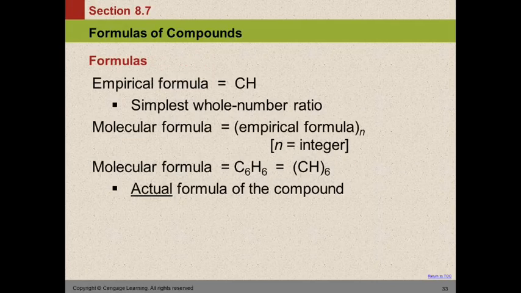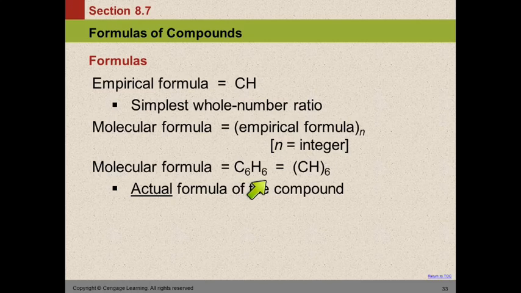So the empirical formula is the simplest ratio. The molecular formula is the actual number. It's the actual formula of the compound. So for this compound, C6H6, which happens to be named benzene, each molecule has 6 carbon atoms and 6 hydrogen atoms. So that's the molecular formula.